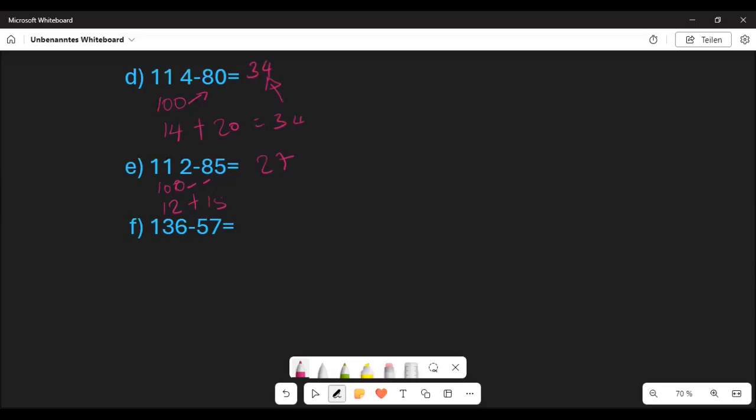Here also, our reference number is 100. We want to see the difference between 100 and 136, so we have 36. Then what we want to add is the difference between 57 and 100, which is 43. You see now our subtraction, we make it addition. In this case, we know that 3 plus 4 will give us 7, and 3 plus 6 will give us 9. So we have our answer, 79.